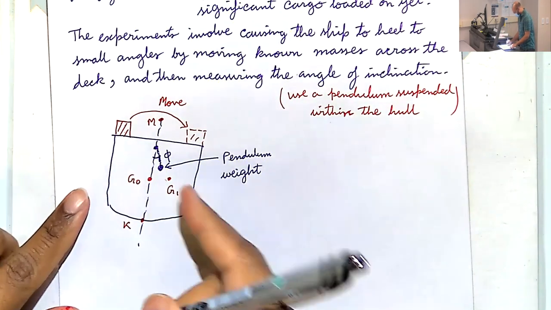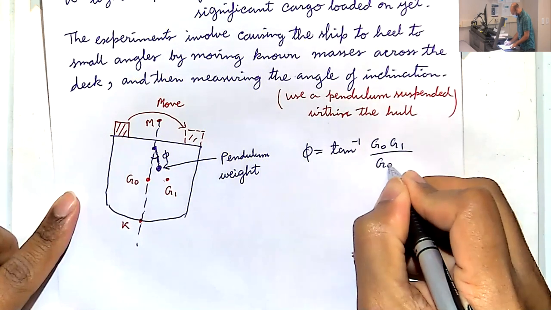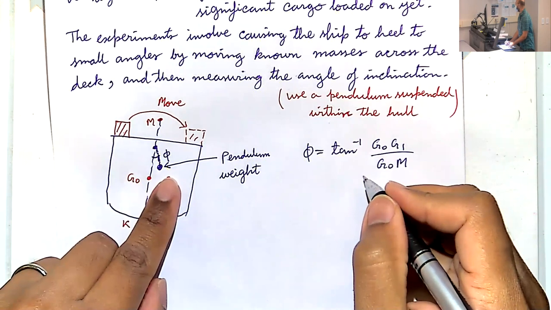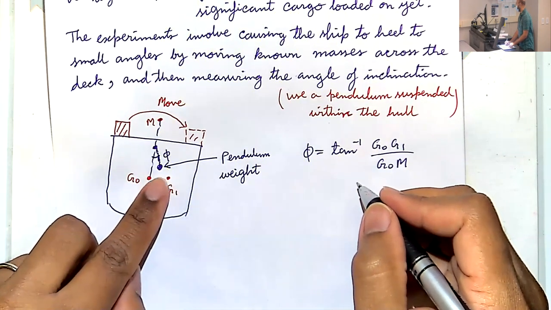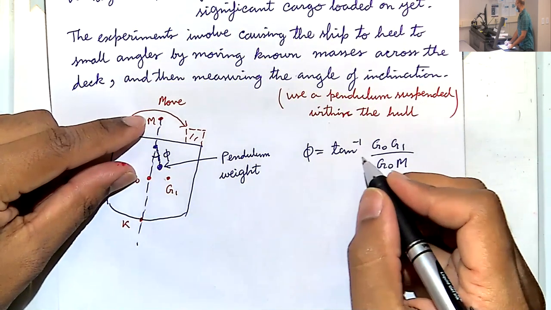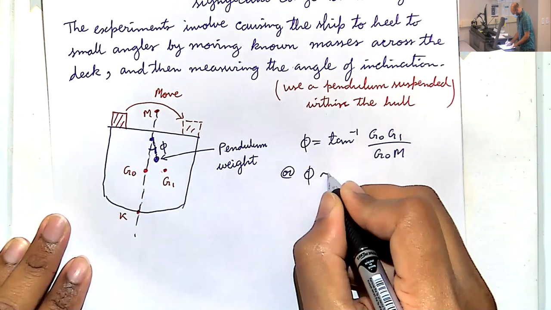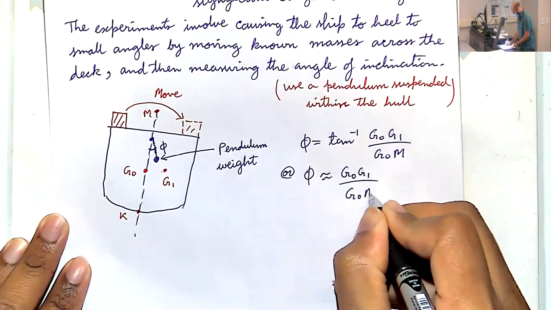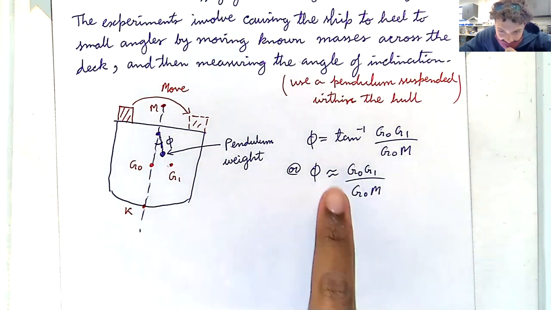All right, again, trigonometry will give us phi is tan inverse of G0G1 over G0M. Remember, small inclinations cause it to form a very small circular arc, which is more or less a flat line for small changes. So that divided by this is the tangent. I thought you said for small angles we could just say it's G0G1 over G0M, we don't have to do tangent. Yeah, for small angles, that's equivalent.